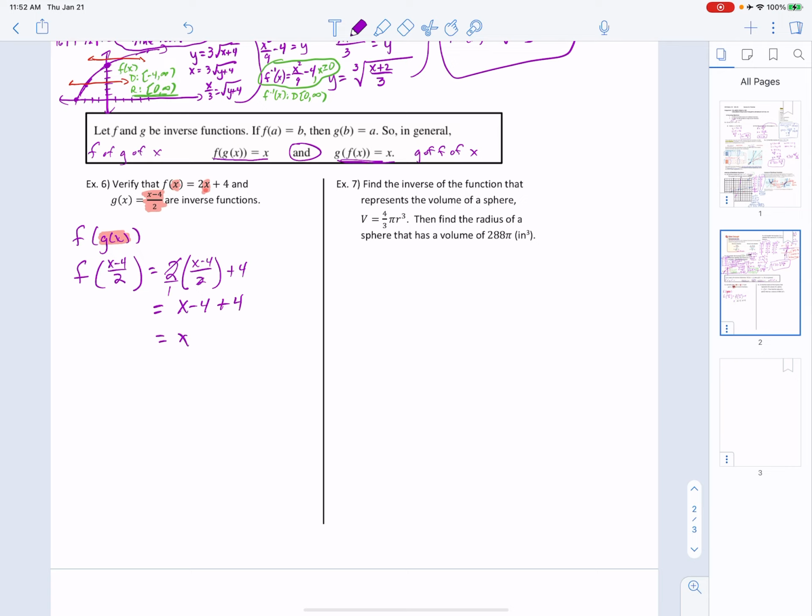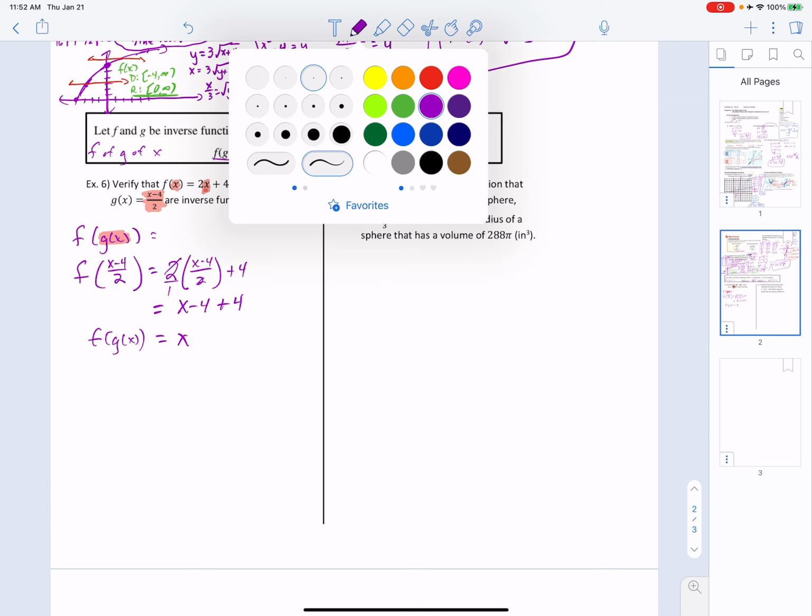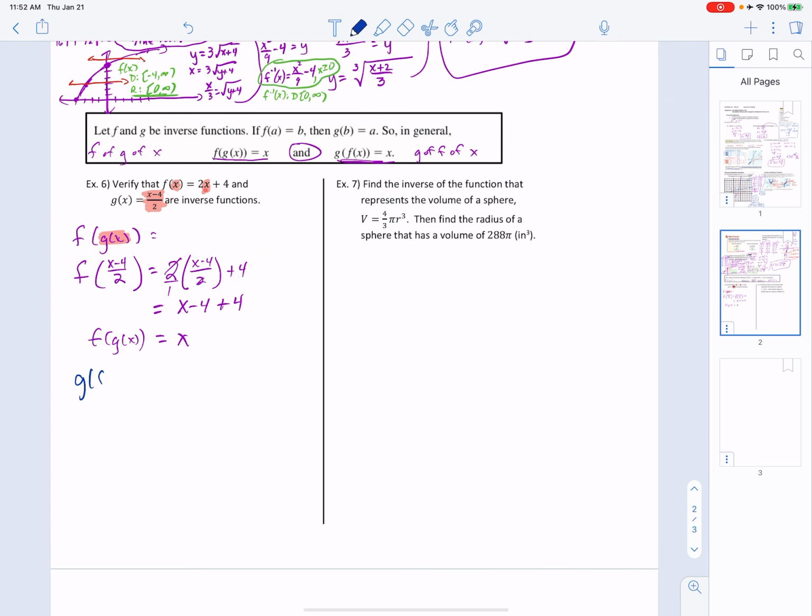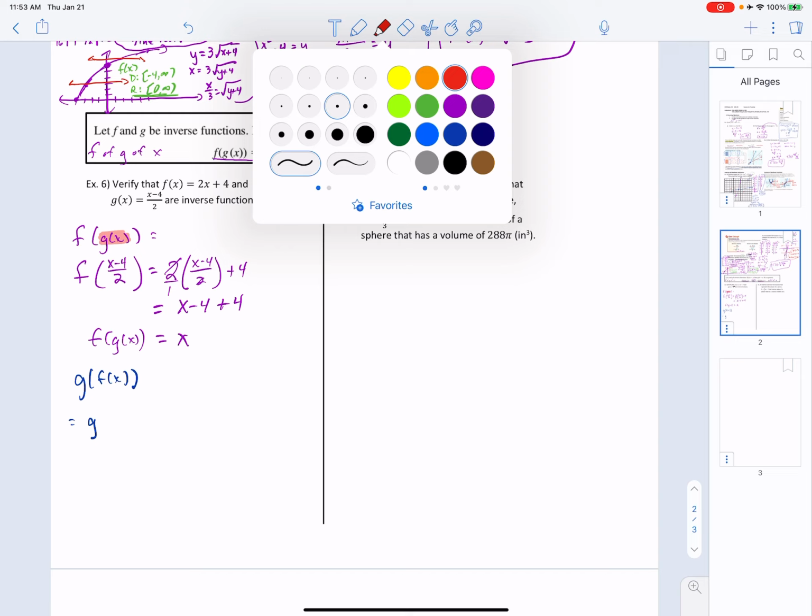And then, so I just showed that f of g of x became x. But that's not sufficient. I have to also show that g of f of x comes out to be x. So I'm going to come up here and get rid of the shading and start over with that. And I'm going to pick a different color.